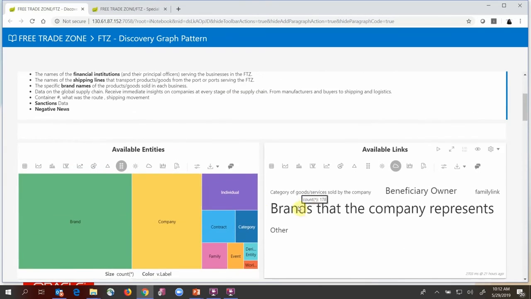We also have a list of all the available entities and links. Entities are nothing but the companies, individuals, bills of lading, and so on. Links are basically the linkages, or the edges within our graph, which are the relationships between the nodes or entities, such as beneficiary owners, the brands the company represents, and so on.